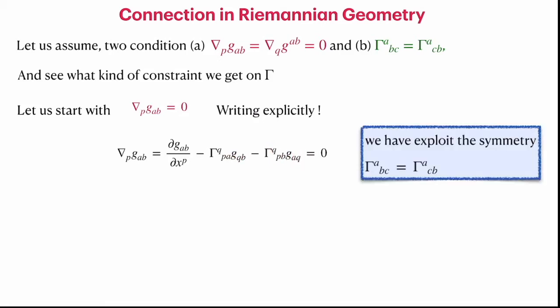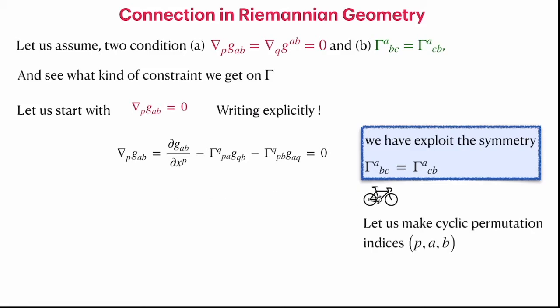Our plan is to exploit the symmetry of gamma in the lower indices, that is gamma A upper, BC lower should be equal to gamma A upper, CB lower. That means it is symmetric in the lower indices. Let's take the cyclic permutation of the indices P, A and B in this expression. We have three indices P, A and B, and we are going to exploit this relation. So we have to jumble up all of them in a cyclic order and then write the expression. It's an identical expression written 3 times. It doesn't matter, the expression is 0 here because the covariant differentiation is 0.